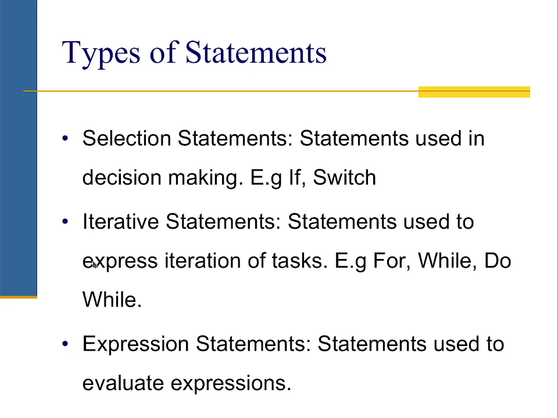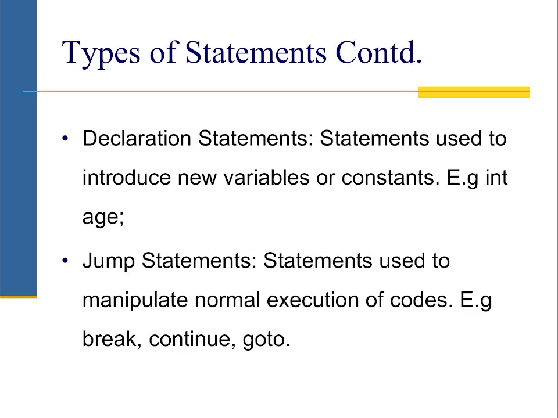We have selection statements, the statements used in decision making. Example, the if, the switch. We have the iterative statements, and these statements are used to express iteration tasks. Example, for, while, do while, and expression statements. These are statements used to evaluate expressions. Declaration statements are the statements used to introduce new variables or constants. Example, int age. And we have jump statements too, statements used to manipulate the normal execution of code. Example, the break, the continue, the goto, and all that.